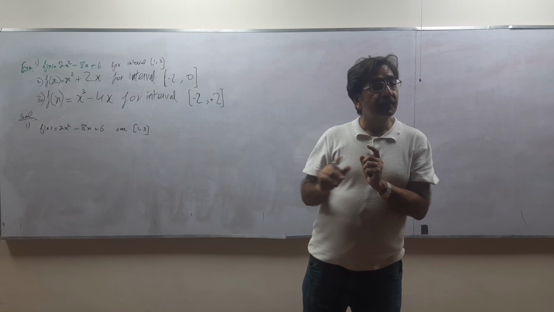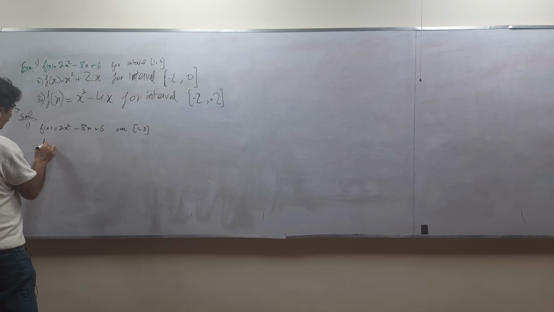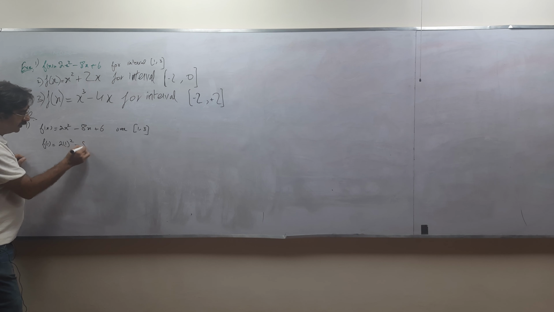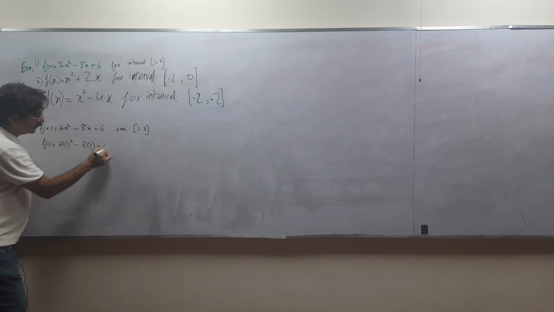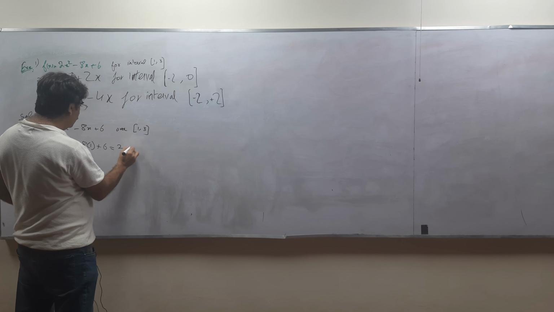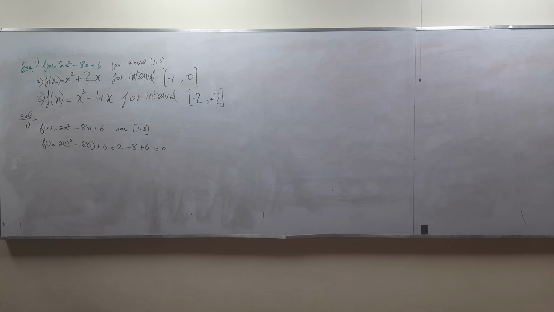Okay. So f(1) will be, if you put 1 in place of x, 2(1)² − 8(1) + 6. Yes, 2 minus 8 plus 6, that is 0.